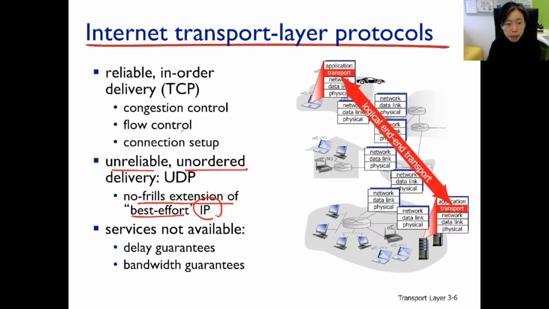Oh, and TCP and UDP, one does reliable transfer and congestion control, the other does nothing. None of them provide delay guarantee or bandwidth guarantee, and none of them provide security guarantee. Okay, and you heard it earlier, the security is provided by an alternative service, but this alternative service is in fact implemented in the what? Application layer.